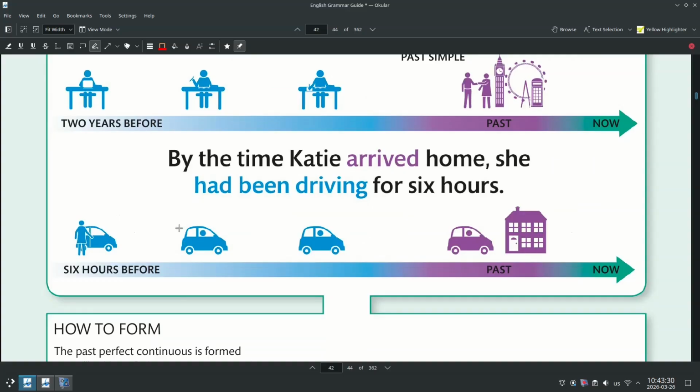Number 2. By the time Katie arrived home, she had been driving for 6 hours. Also, we have two actions. Action number 1, action number 2. But what happened first? First, she had been driving for 6 hours. Then, Katie arrived home. This action was in progress for 6 hours. That's why I am using the past perfect continuous here.